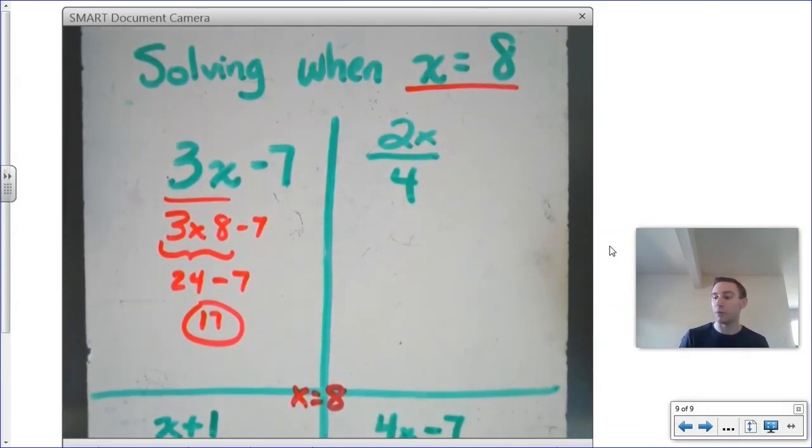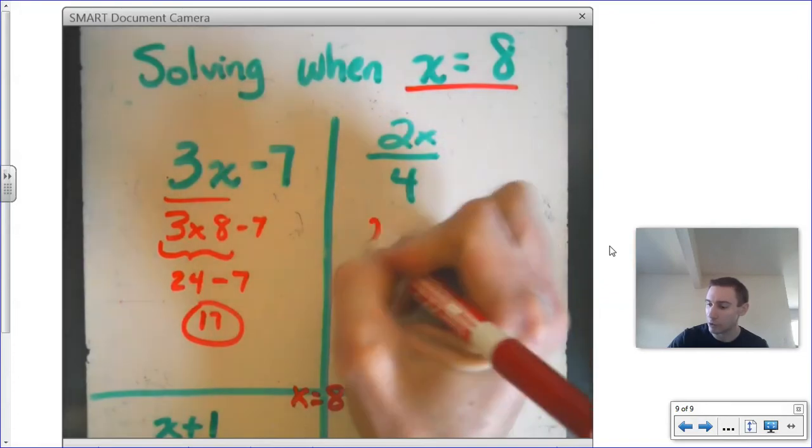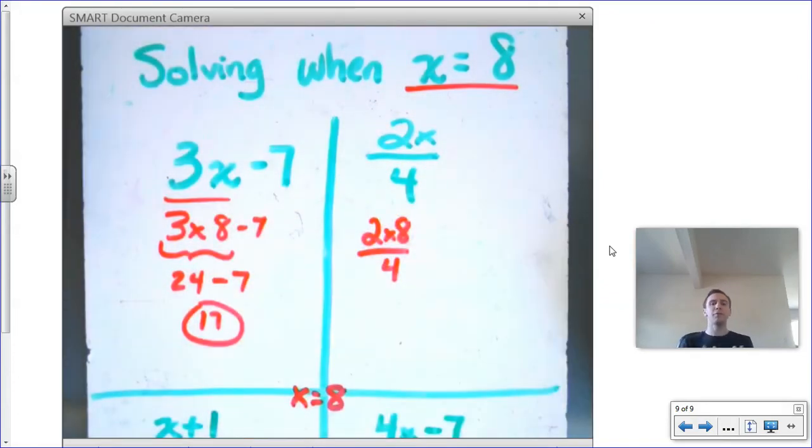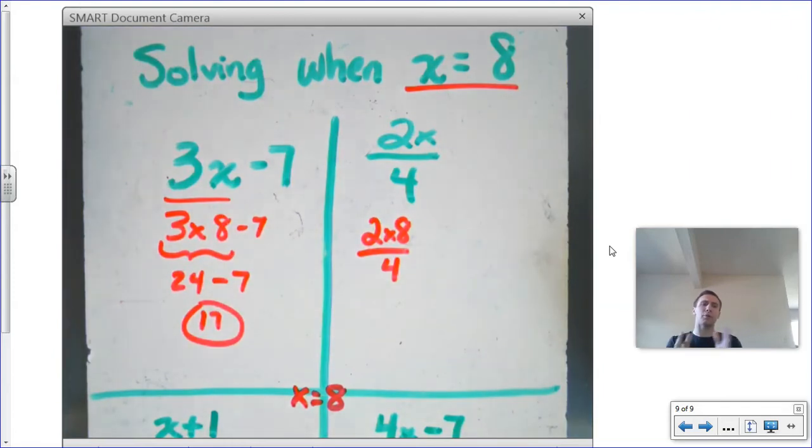Now, in this next problem, we have 2x over 4. And I have to think to myself, well, 2x means something. 2x means 2 times x. So I'm doing 2 times 8 over 4. And fifth graders, you might be thinking, well, I know order of operations tells me to do multiplication and division in order from left to right, but what about up and down? This is going to look a little bit peculiar to me. And you're absolutely right on that.